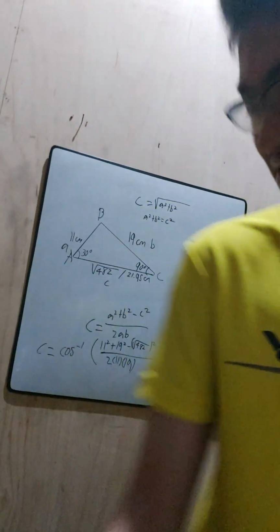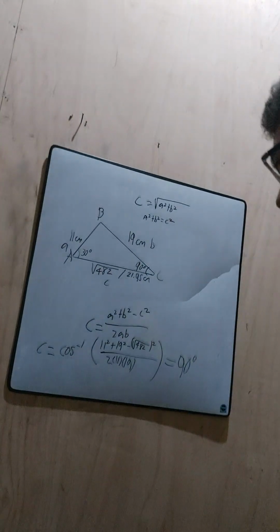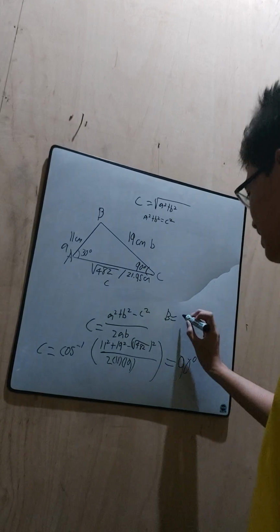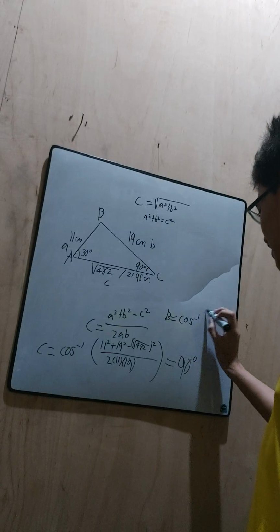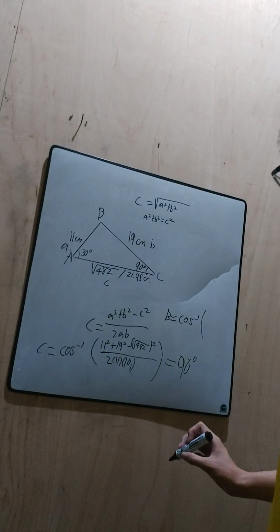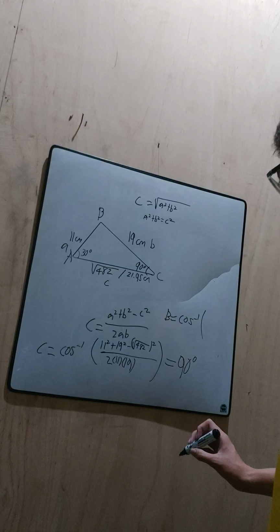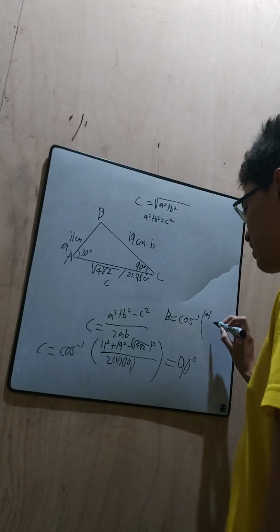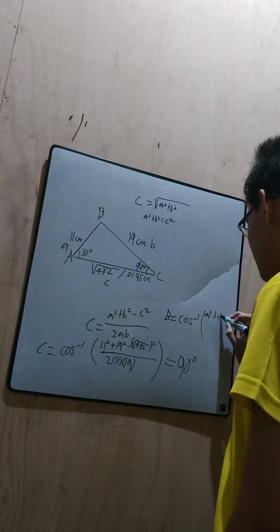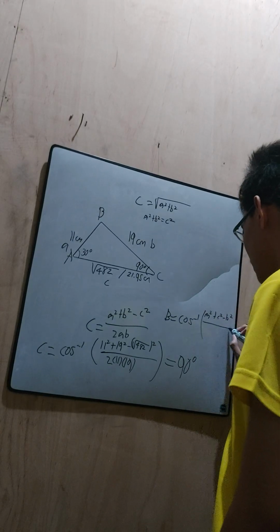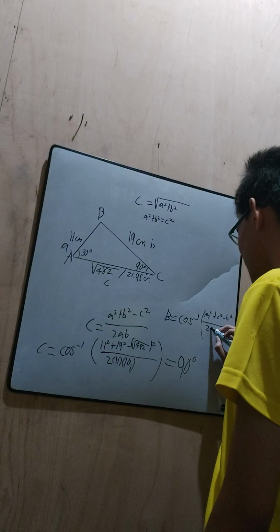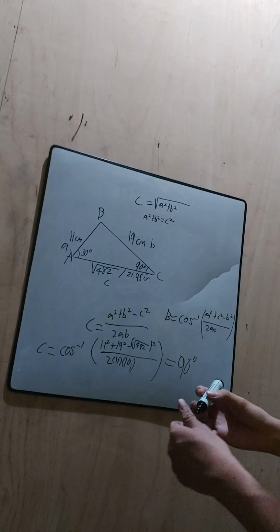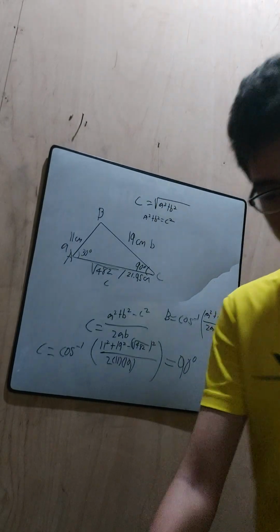Okay, now let us move on to angle B. So that will be inverse cosine of, since we're looking for B, a squared plus c squared minus b squared over 2ac. Alright, now we get that.